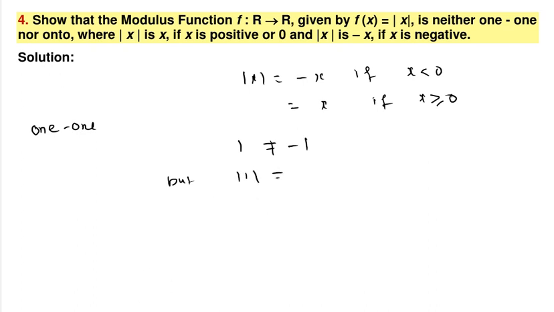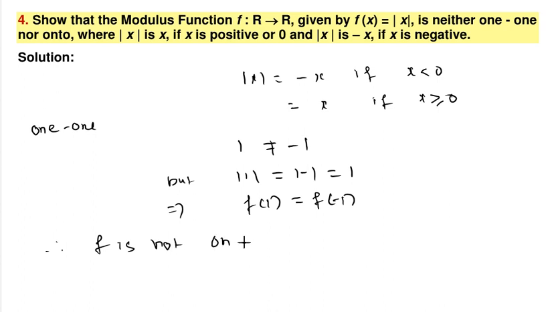Mod of 1 and mod of minus 1 are equal to 1, and this implies f of 1 and f of minus 1 are equal. So two different pre-images have equal image. This is a violation of the injective nature, and therefore the function f is not 1 to 1 or injective.